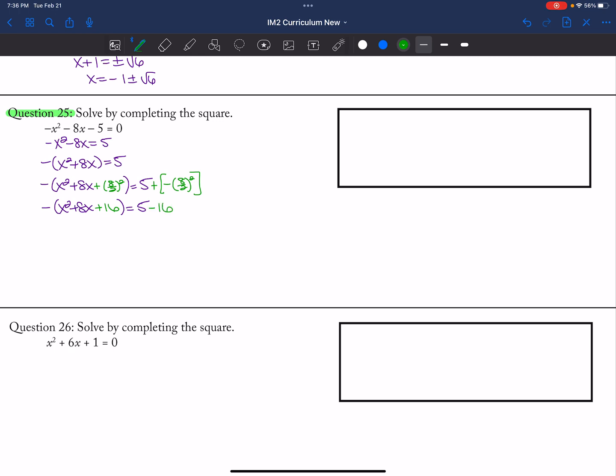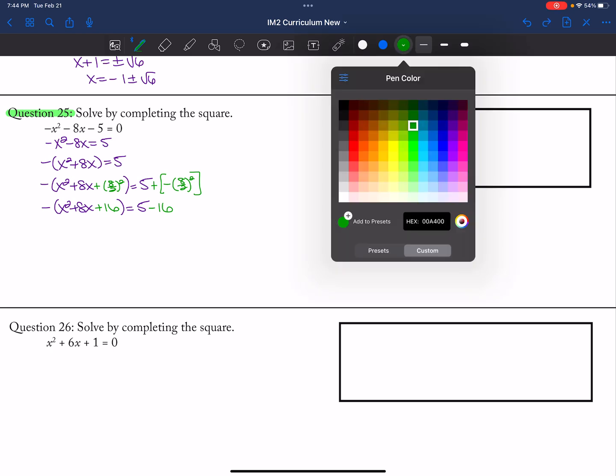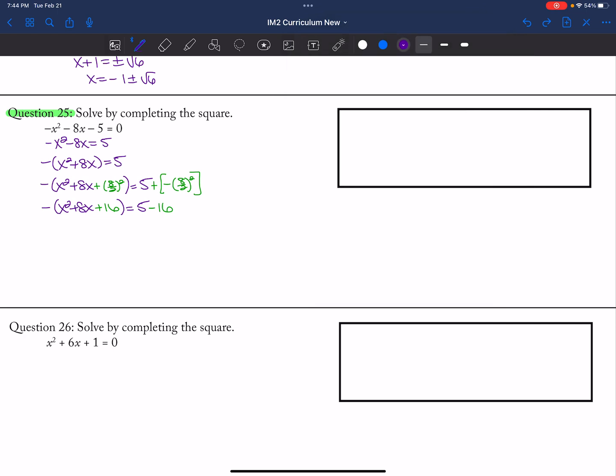Okay, so now we're going to go ahead and factor. So I should not do that in that color. Let's change back colors. Negative x plus 4, the quantity squared. And remember, the 4 comes from two numbers that multiply to give me 16 that add to give me 8, which are 4 and 4. That's where that x plus 4 comes from. Okay, and then this is negative negative 11.